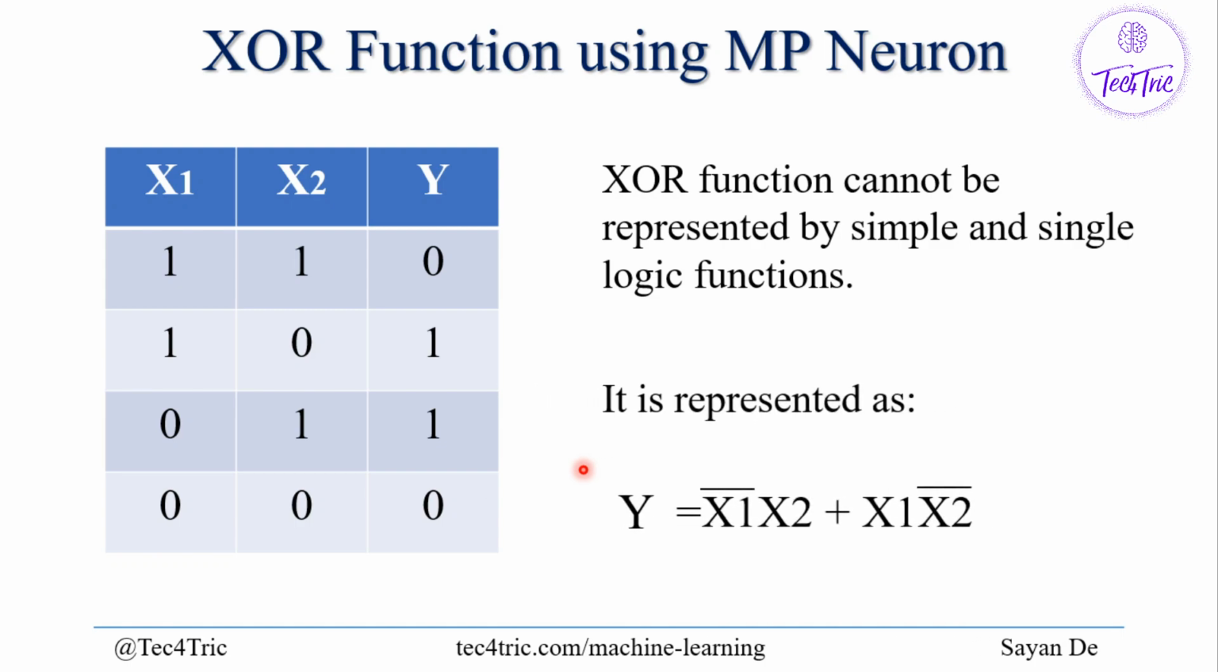This is how we have to represent the XOR function: y will be x1 bar into x2 plus x1 into x2 bar. If you don't know what that means, x1 bar basically means the complement of x1. If I put 1 here, it will give me 0. Like, 1's complement will be 0 because it is in binary form. And if I give 0, then it will be 1.